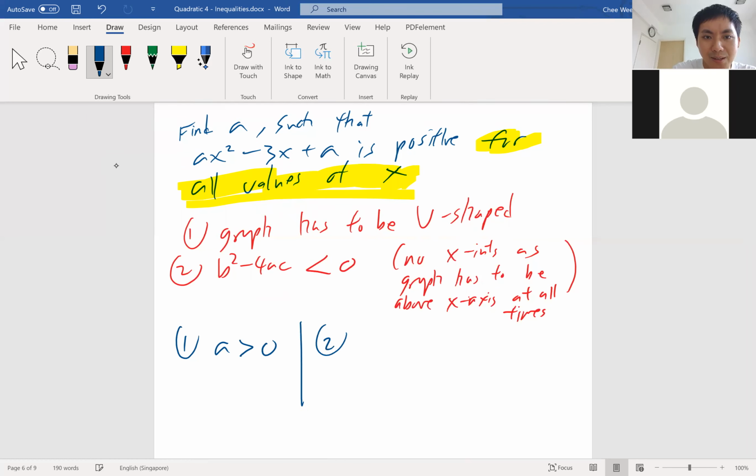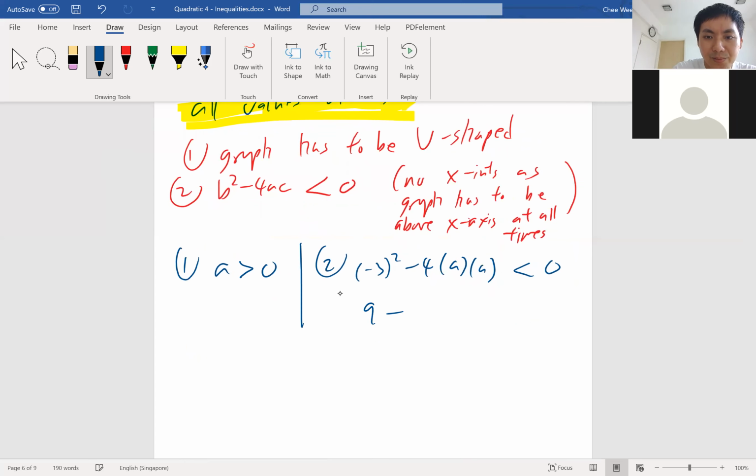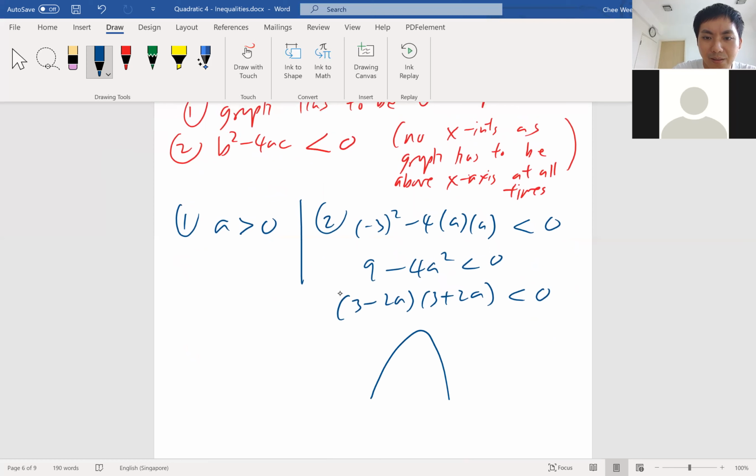Then number two: minus 3 squared minus 4a has got to be less than 0, right? So negative 4a plus 9 has to be less than 0. So this is less than 0: (3 minus 2a)(3 plus 2a). And you reject negative 3 over 2, and it's only a is greater than 3 over 2. Understand now?